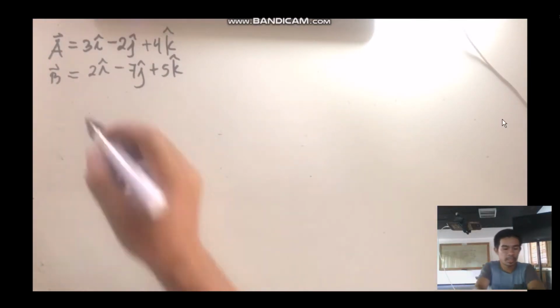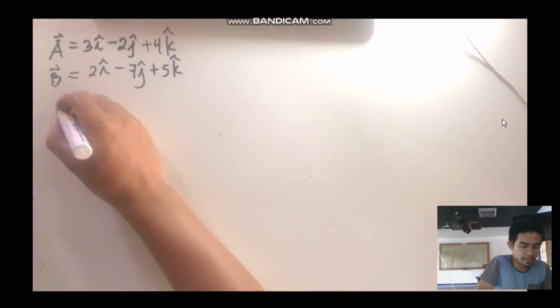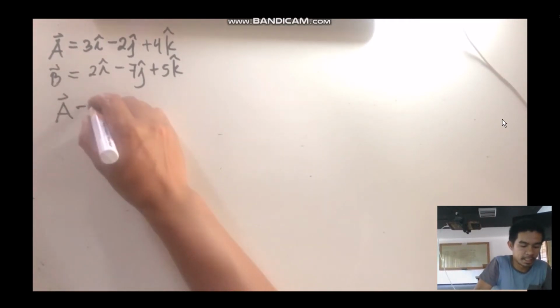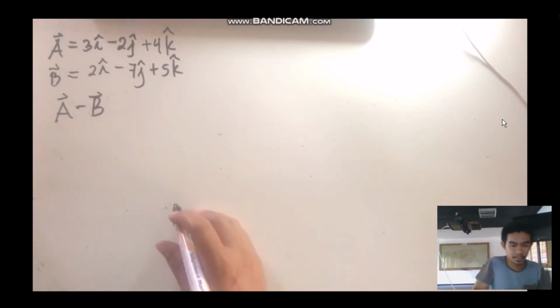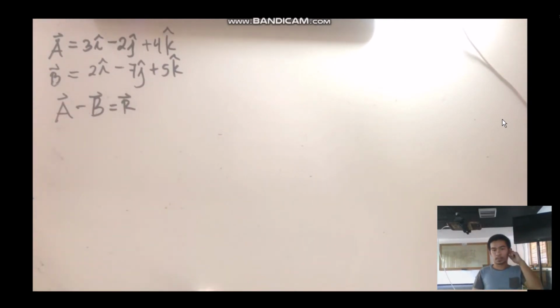Okay, suppose we have the same given vectors, but this time we look for vector A minus vector B, which is equal to vector R.